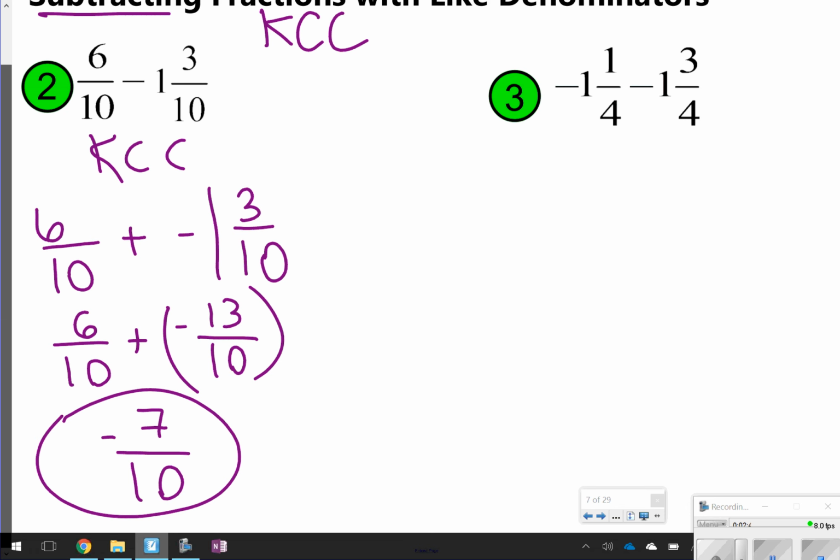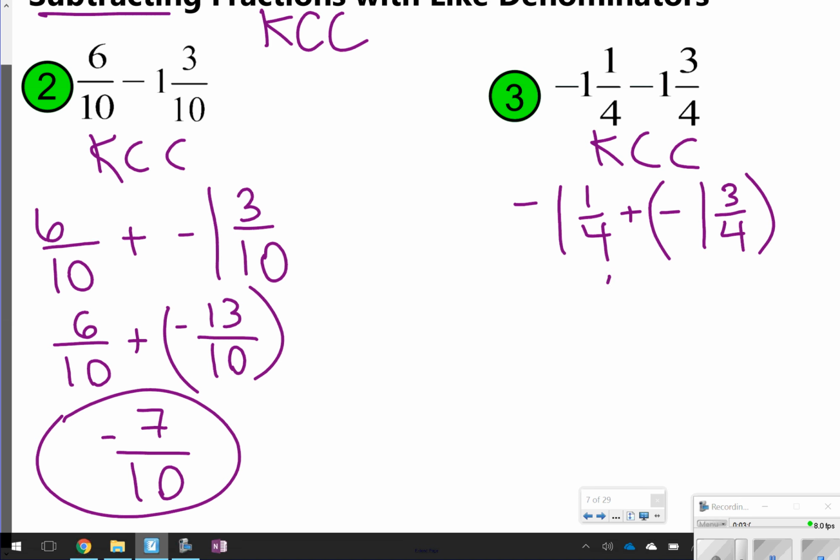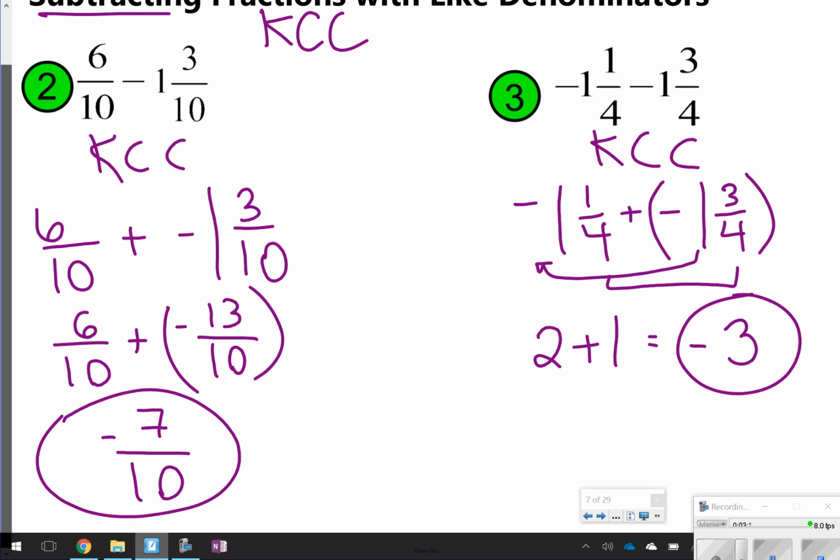Okay. Number 3, same type of deal. KCC and then sing my song. Negative 1 1/4 plus negative 1 3/4. I have same denominators, so I'm going to add my fractions first. 1/4 plus 3/4 is going to give me 4/4 or 1. And the whole number 1 plus another 1 will give me 2. 2 plus 1 will give me 3. Keep the negative. Answer for number 3 is negative 3. How did you do?